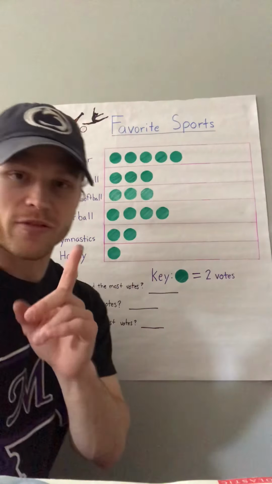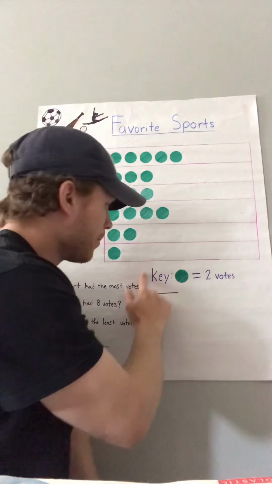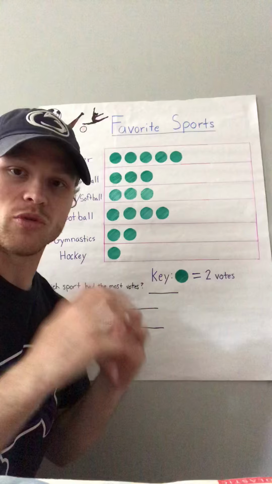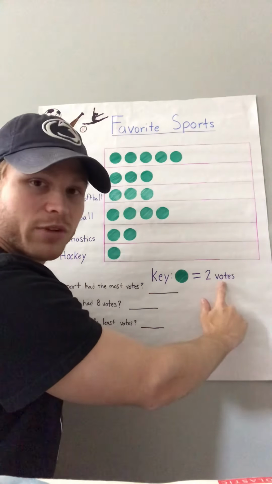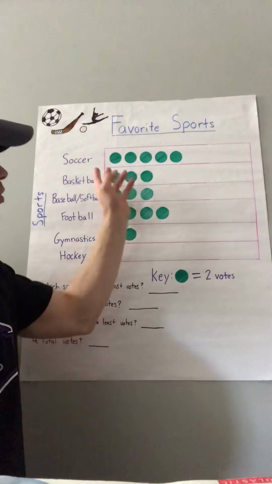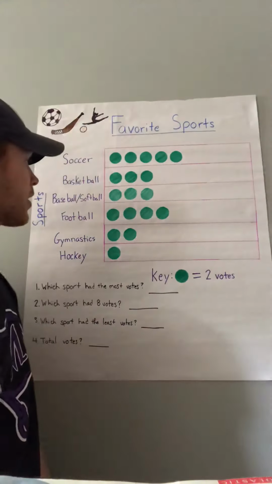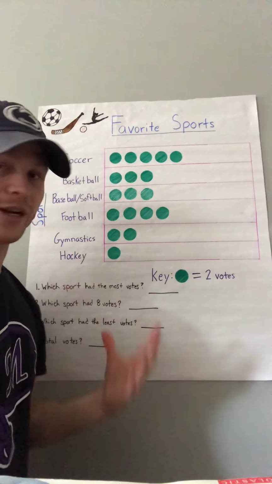So remember, our first thing we always have to look at when we're looking at picture graphs is our key. So the key tells us again what each symbol represents. So this one's saying each circle equals 2 votes. So every circle is 2 votes for that sport. So the first thing we're going to do is we're going to go ahead and figure out the totals for every single sport, how many votes each sport got.